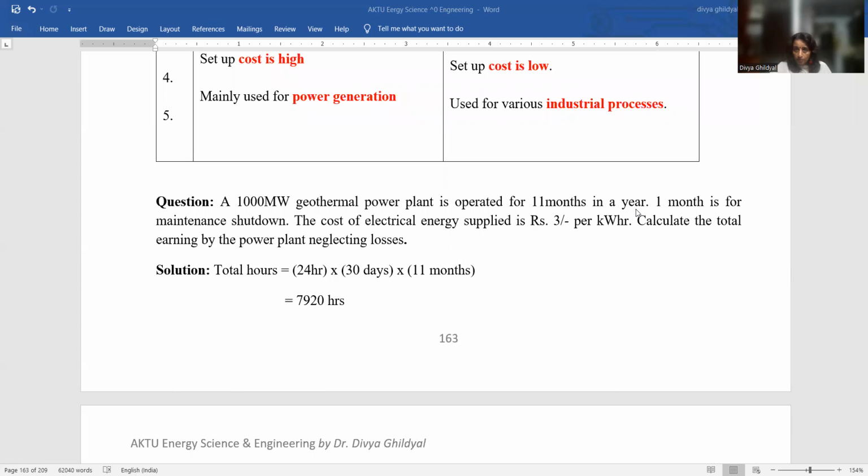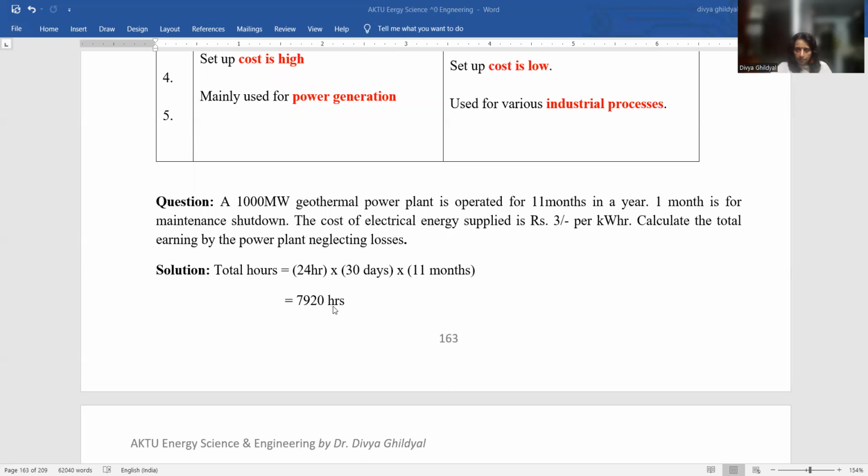Now, what is the problem with this numerical? I will have to convert these 11 months into hours. This is what I have done. See, 12 months, 11 months, 24 hours in one day and 1 month, 30 days. So 24 into 30 into 11, 7920 hours. 1 month is for maintenance shutdown.